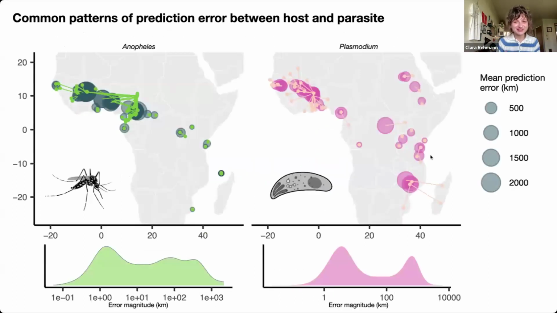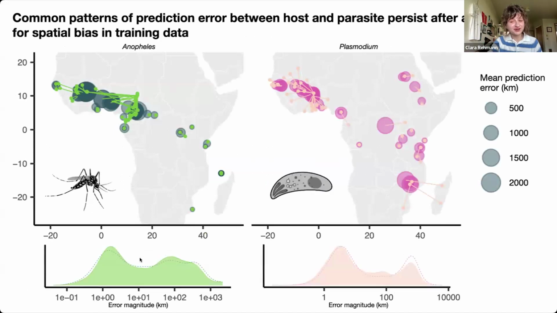So to revisit our host-parasite situation, I've added the distributions of error magnitudes beneath the maps here. We applied sample weights to these data sets and saw reduced overall error. The original distributions are now shown in dotted lines, and I'm showing you the weighted predictions. We still see those really big prediction errors, particularly in West Africa, and they're also, again, correlated. So we're feeling pretty confident that we're seeing something that's due to real biology, not just bias in the data that we have.